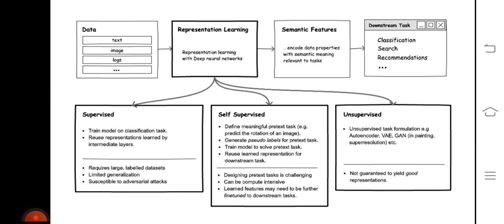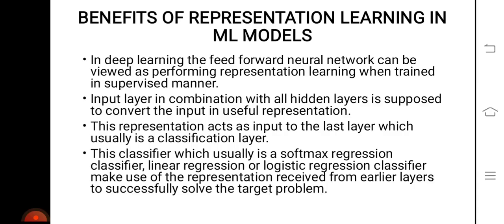We may have a lot of data that may be text, or images, or logs. From that, representations will come, and from that representation we may use either supervised, unsupervised, or self-supervised learning. From that we are extracting some features, and finally we come to a conclusion, classification, or we may perform some search work, or we may recommend, like that. These are the benefits of representation learning.